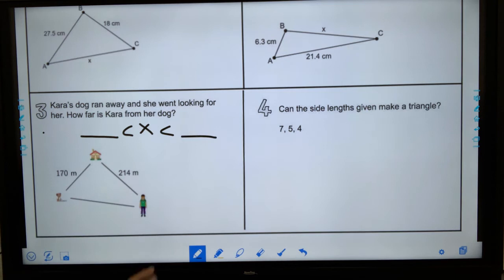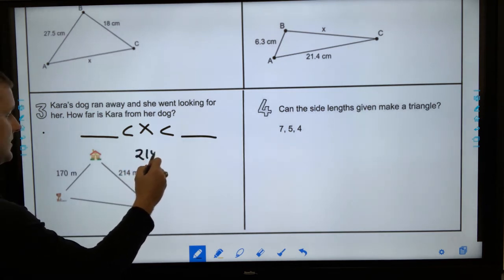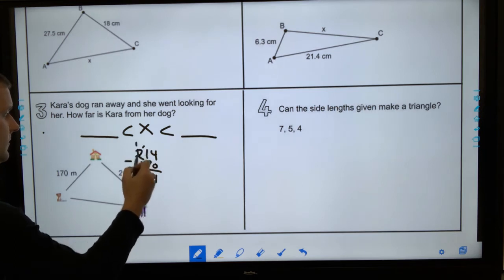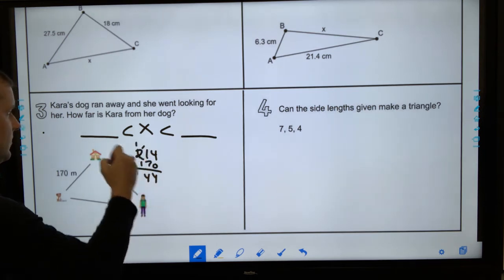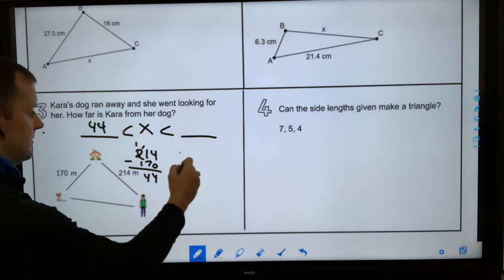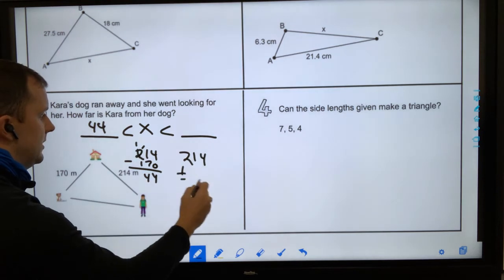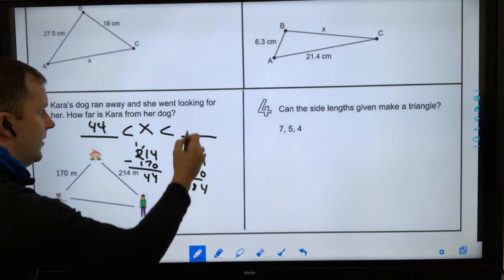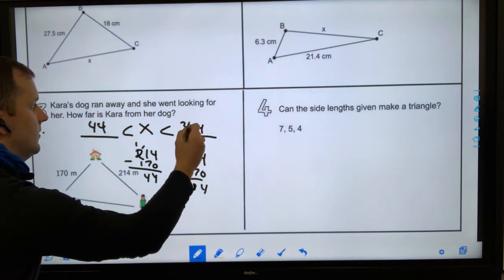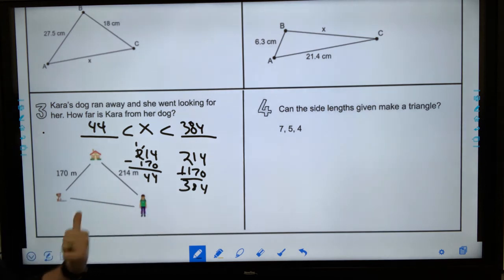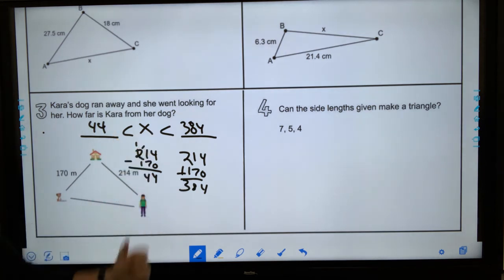So all I got to do is add them together to get the greatest and subtract them to get the lowest, okay? So I'm going to do 214 minus 170. So bring down the 4, take from the 2, I should get 44. So the least it could be far away is 44 meters, okay? And now the max, I'm going to add 214 plus 170, bring down the 4, gives me 8, so 384 meters. So there's going to be a max and a minimum value for the distance she is from her dog.